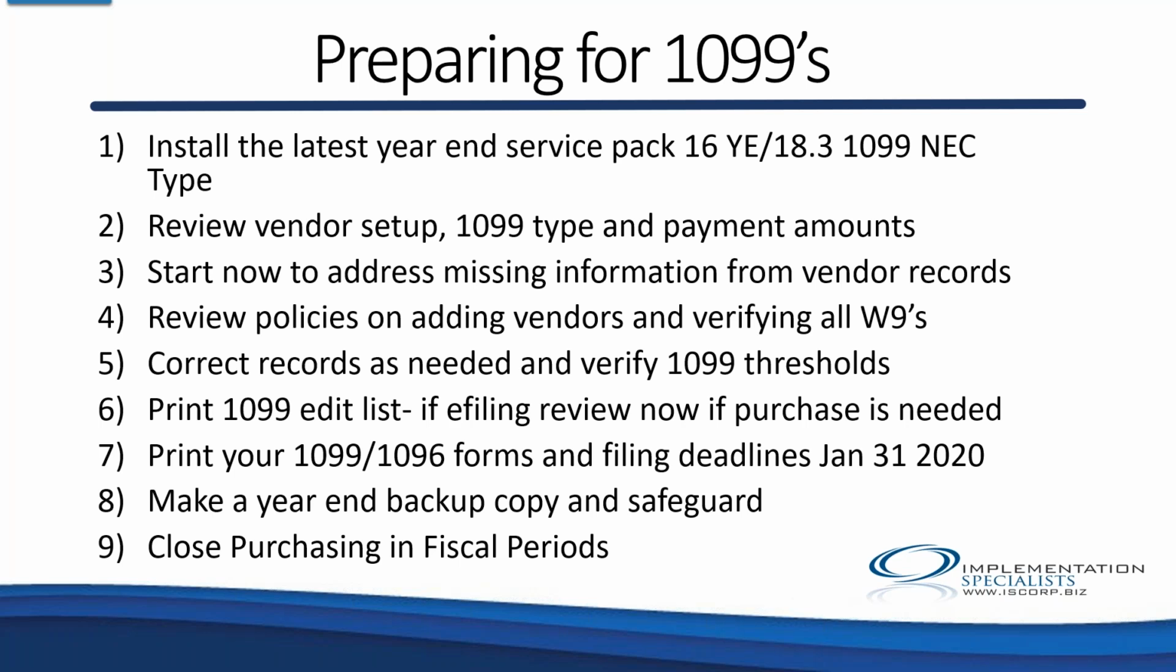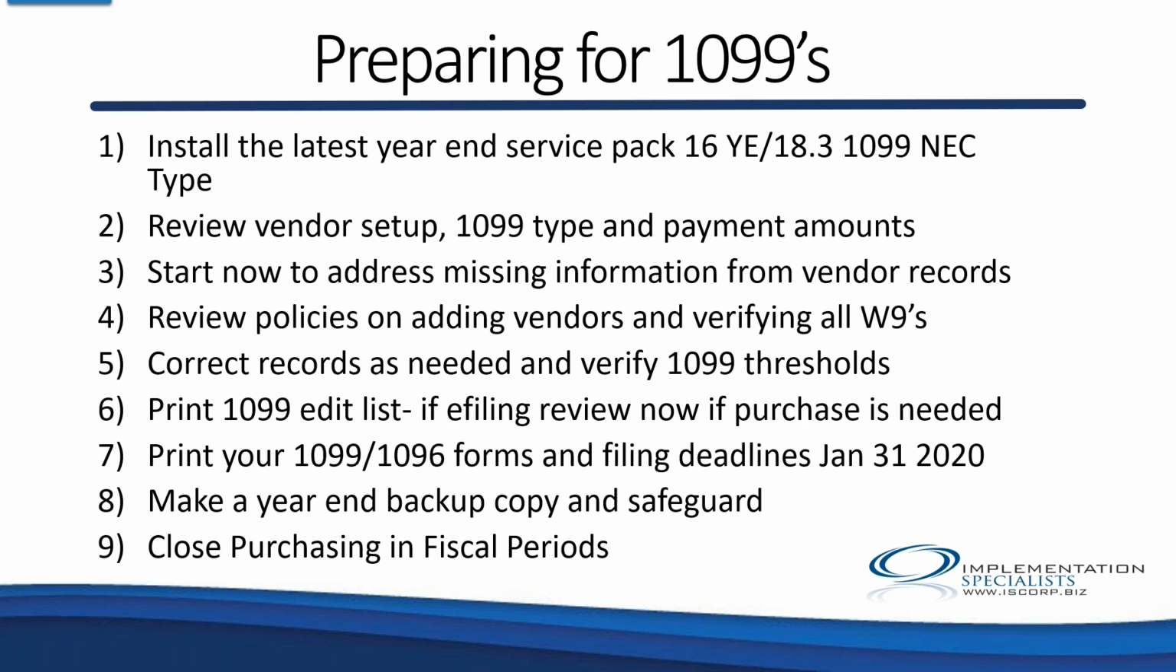Start now. You don't want to start mid-January and start looking at addressing missing information from your vendor record. So you want to make sure that you have correct addresses, correct ID numbers, federal ID numbers. You want to make sure that for those that are not companies but are actual vendors that are individuals, that their social security numbers are correct. You want to make sure that all of the information that you would normally get is actually correct in your system.